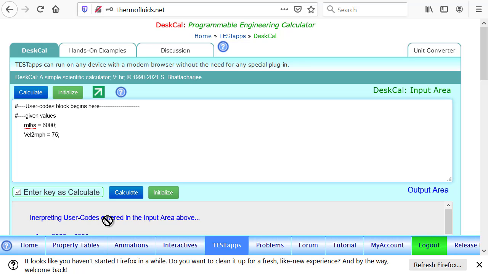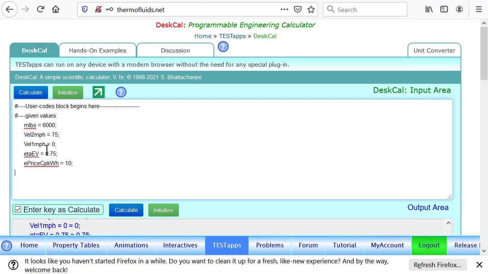We could write velocity at 1 in mile per hour, to generalize the problem, which is 0 in this case. Likewise, the other given values I've just listed here. Efficiency is 0.75 and price of electricity in cent per kilowatt hour is 10. Notice how we always add the unit at the end of the variable name.